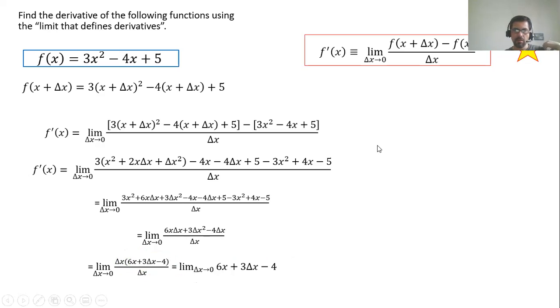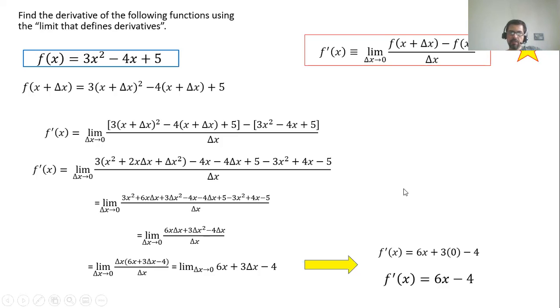What we have to do now is evaluate the limit by substitution, after we have gotten rid of the indetermination, the 0 divided by 0. So we substitute 0 instead of delta x. 3 times 0 is 0, of course, and we get our final result. The derivative is f prime of x equals 6x minus 4. And this is the result.